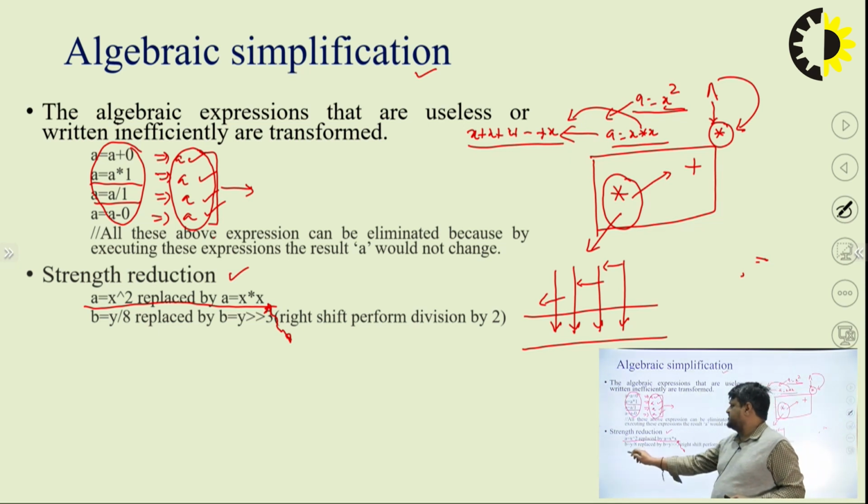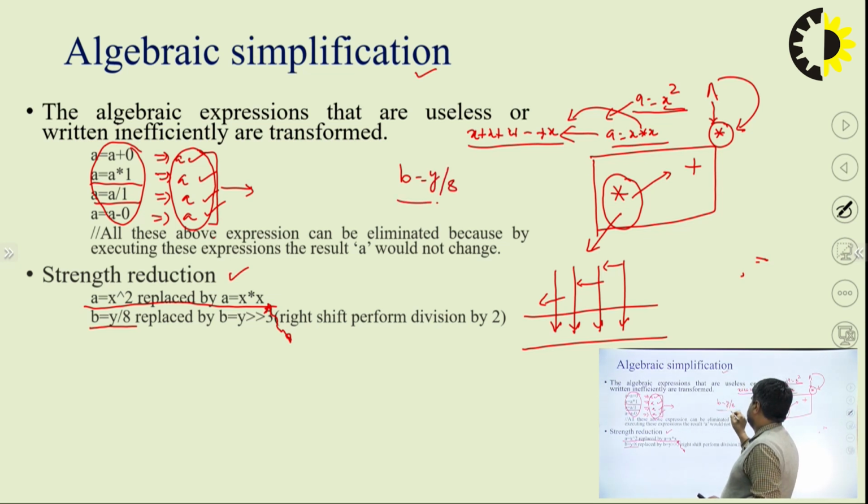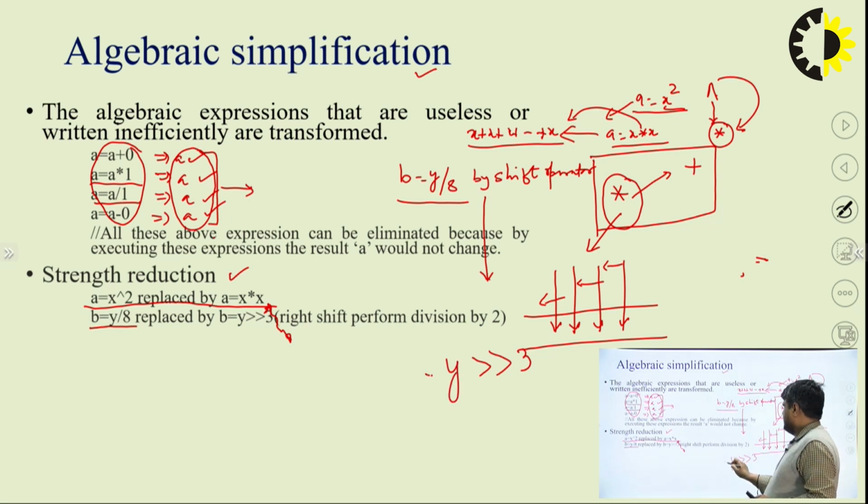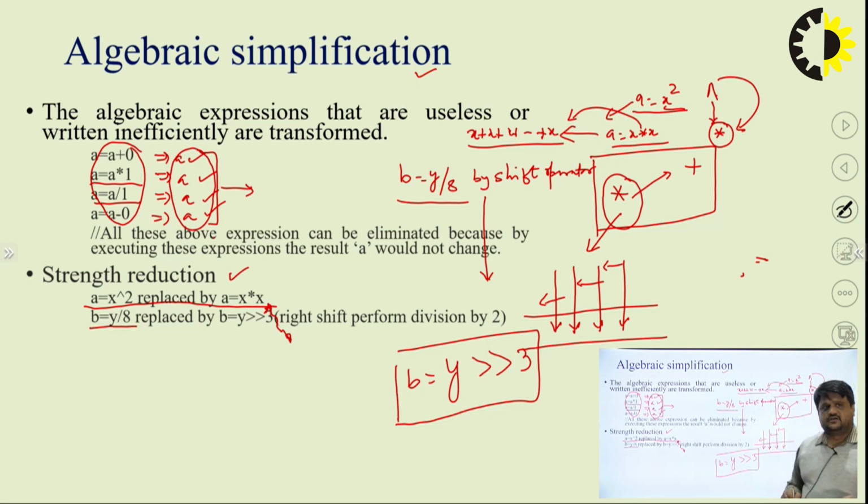Similarly, you can also replace b is equals to y divide by 8 by a shift operator. The shift operator is less powerful as compared to the division. So how can you replace it by the shift operator? Basically, one right shift in a binary number provides the number divided by 2. So if you perform divide by 8, how many shifts will be required? You will require 3 shifts. So if y is shifted by 3, then you will get the value equivalent to b is equals to y divided by 8, right or not right?